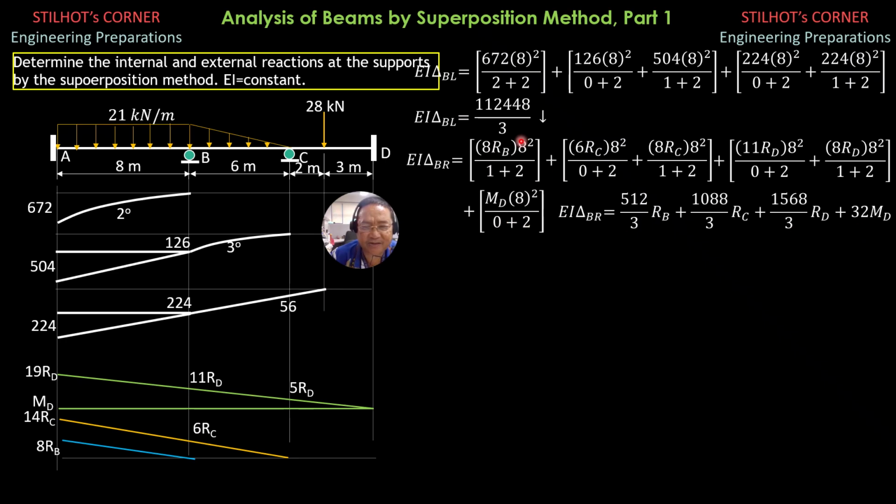Then equate, so that means 512/3 RB + 1088/3 RC + 1568/3 RD + 32 MD = 112448/3. Call that equation 1. Next, we compute EI delta C due to the load.